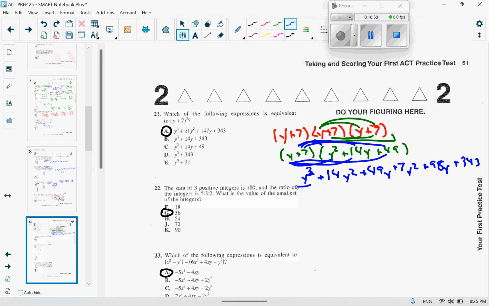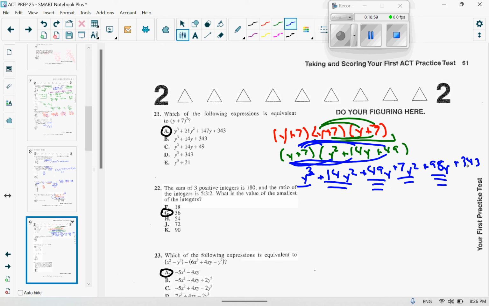After that, I have y cubed. I have 14y squared plus 7y squared, so 21y squared. I have 49y plus 98y, therefore 147y, and then the 343, therefore letter A has to be my answer there.